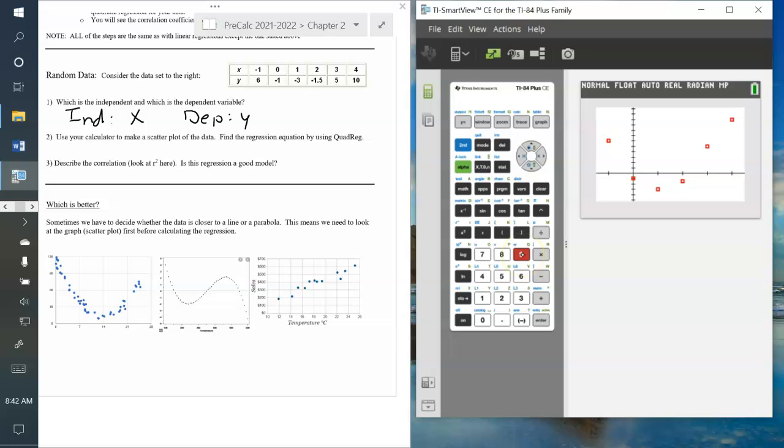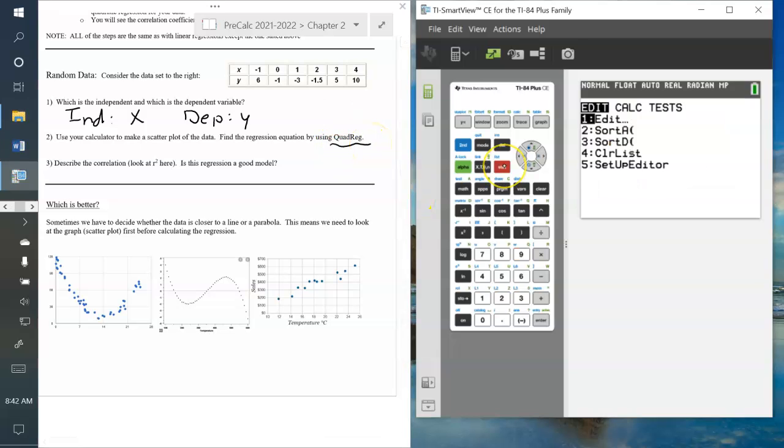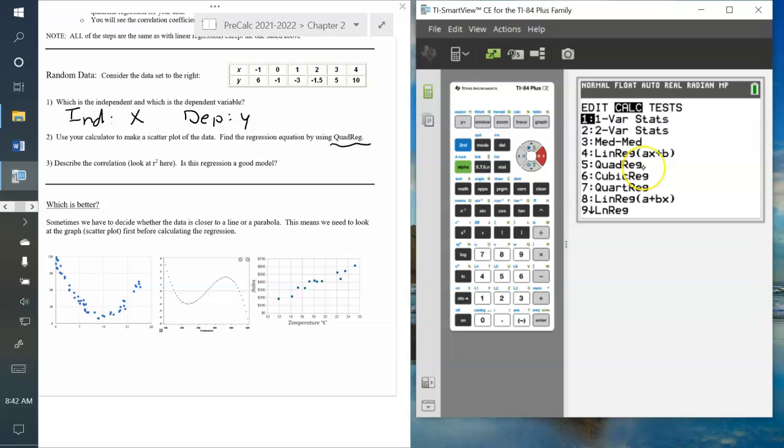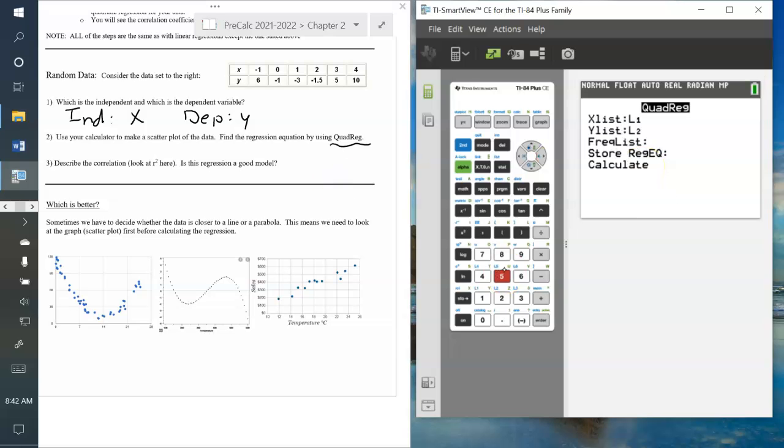Now when I do that, I see that I have what looks like a parabola. So I'm going to use a quadratic regression for this one. So just like last time, press your stat button, arrow over to calc. This time we want quad reg, which is number 5. L1, L2. I'm going to store my regression in Y1. So I'm going to go to vars, yvars, function, Y1. And then I'm going to come down and I'm going to say calculate.